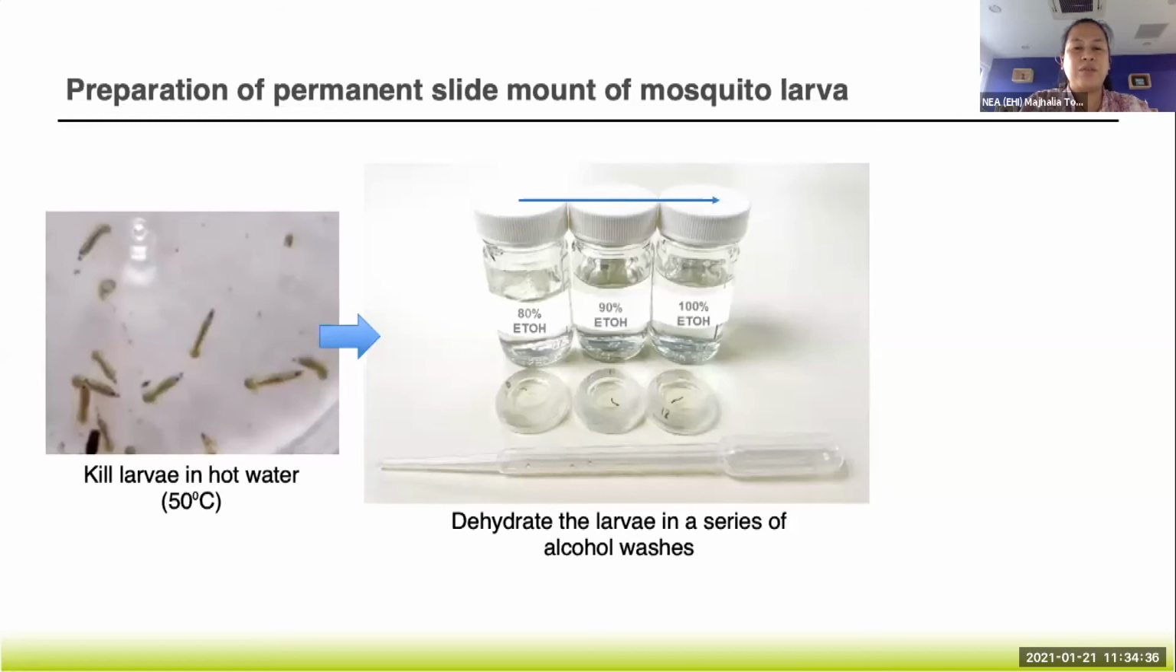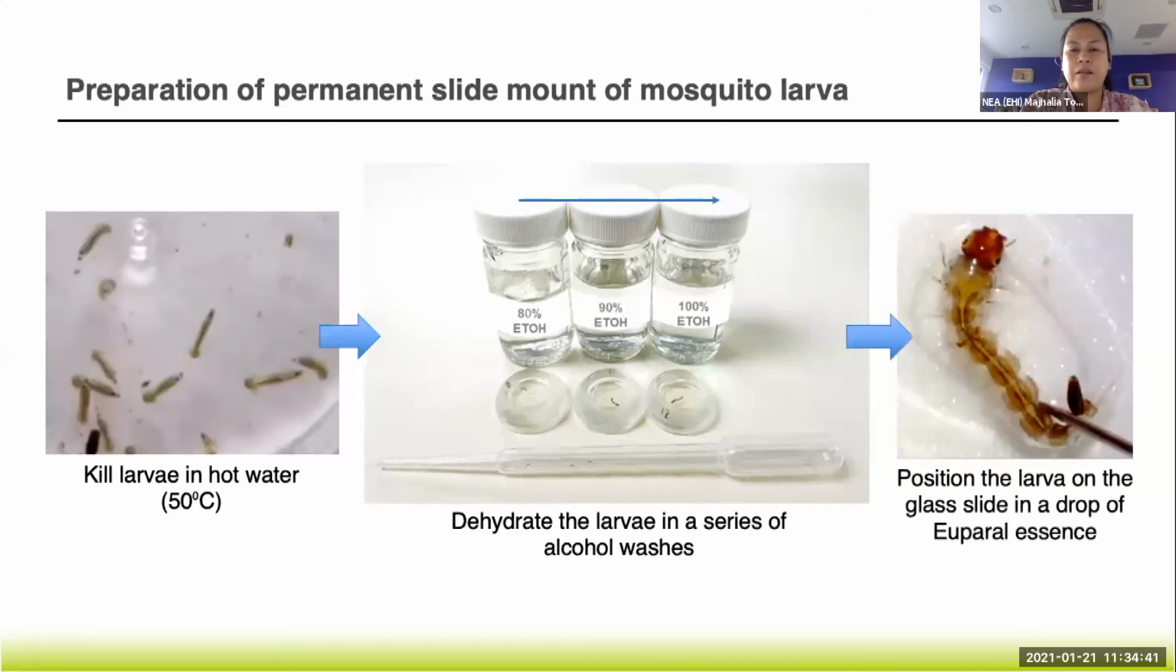And if you think your larvae is too dark, you can soak it a bit in acetic acid. Then, once your larvae is properly dehydrated, you can put it on a glass slide. So try to lift it out of the petri dish, and put it on a glass slide in a drop of euparal essence. Don't use the pipette to transfer your larvae, because that will carry over some of your alcohol, and it's not going to look nice on your sample when you mix up your euparal essence and alcohol.